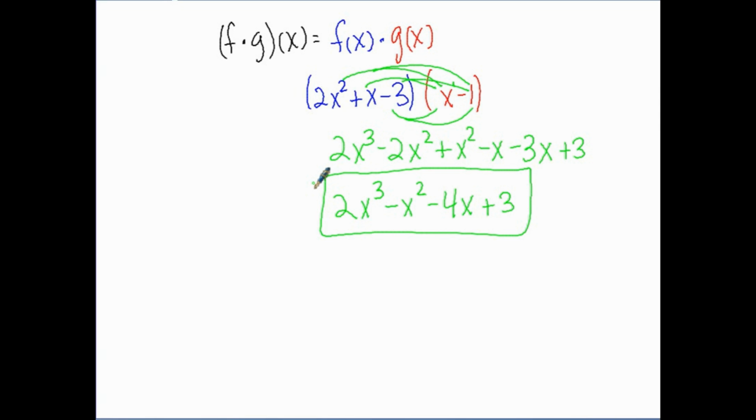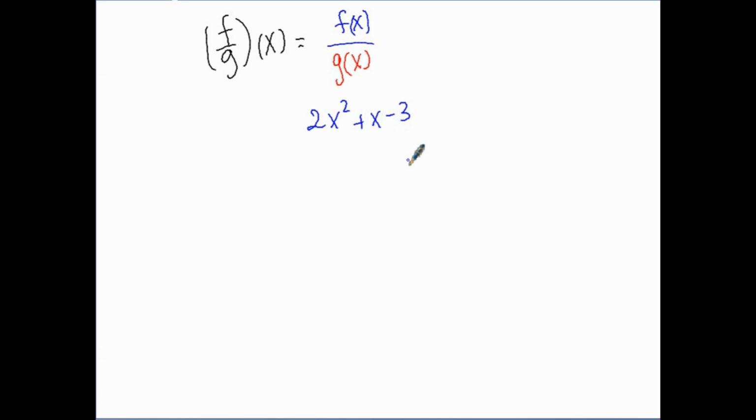Alright. Now our next one that we're going to look at is f divided by g. And this isn't going to be our last one, but we're almost there. f divided by g of x. So we're going to take f of x, and we're going to put it over g of x. We're going to do our substitution. That's what we're doing every time. So 2x squared plus x minus 3 over x minus 1.